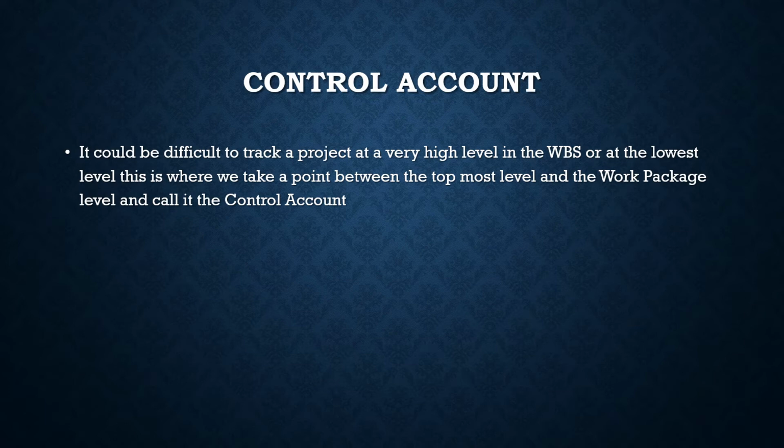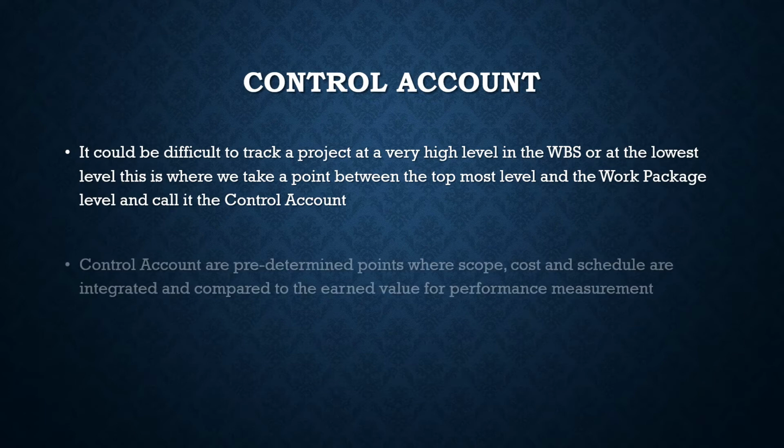So how do we track the progress of the project? This is where control account comes into the picture, right? So control accounts are predetermined points. As a project team, you determine where you want to have these control account points. These are the points where your scope, cost, and schedule are integrated. They are basically summed up, and they are compared to the earned value.